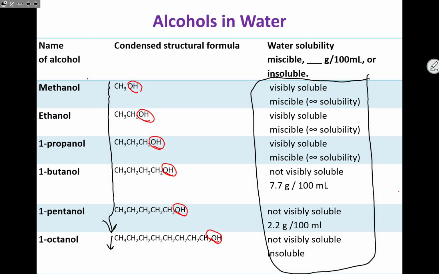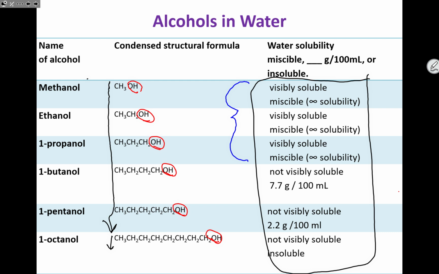What we see from our data is that alcohols that have between 1 and 3 carbon atoms are infinitely soluble in water, or miscible. What that means is that you can mix any amount of water with any amount of the alcohol, and you'll still have a homogeneous mixture or a solution.